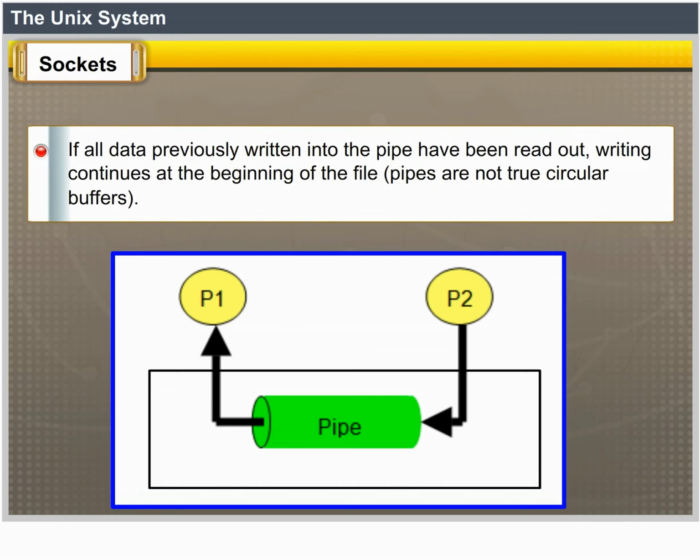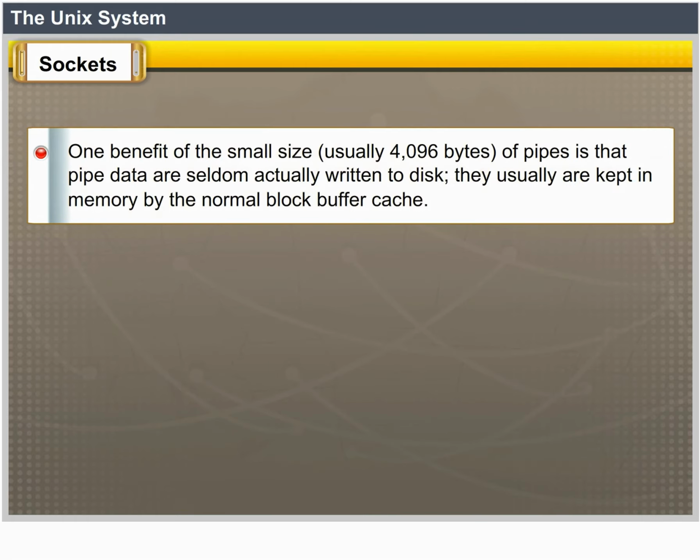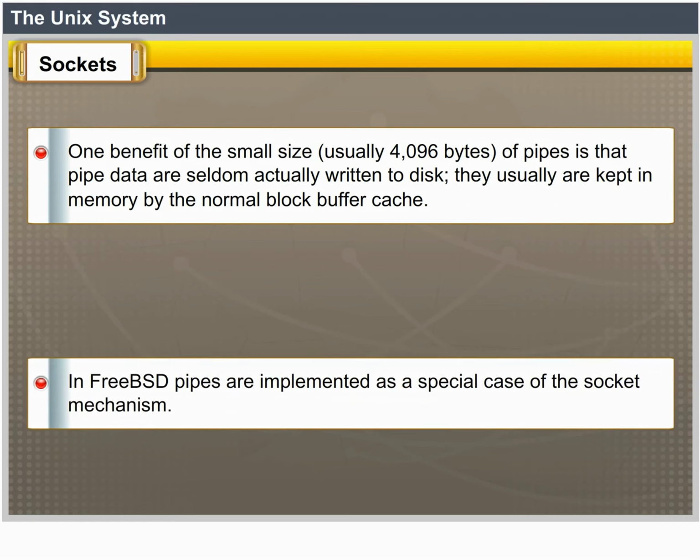Pipes are not true circular buffers. One benefit of this small size, usually 4096 bytes, is that pipe data are seldom actually written to disk. They usually are kept in memory by the normal block buffer cache. In FreeBSD, pipes are implemented as a special case of the socket mechanism.